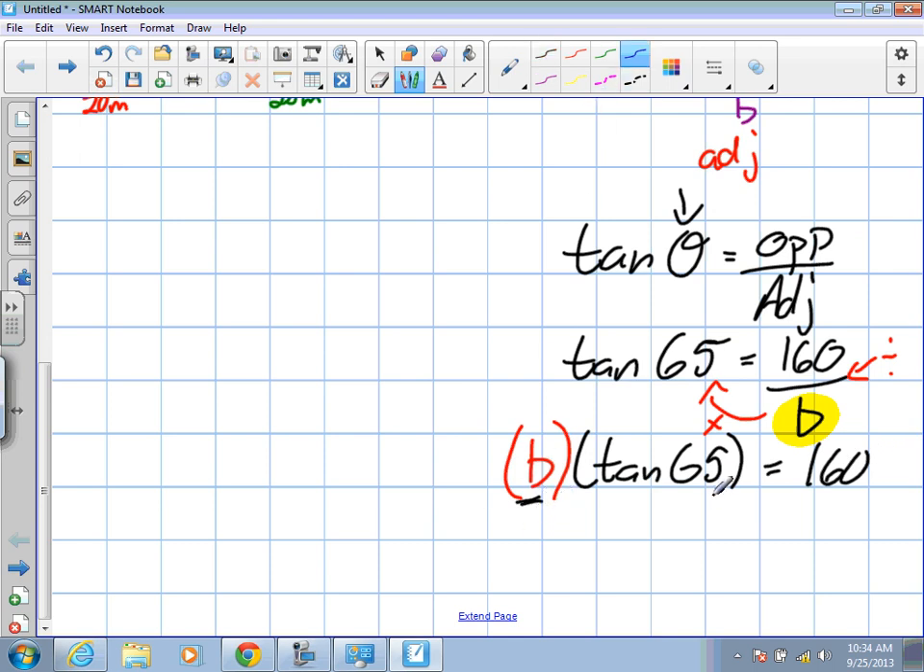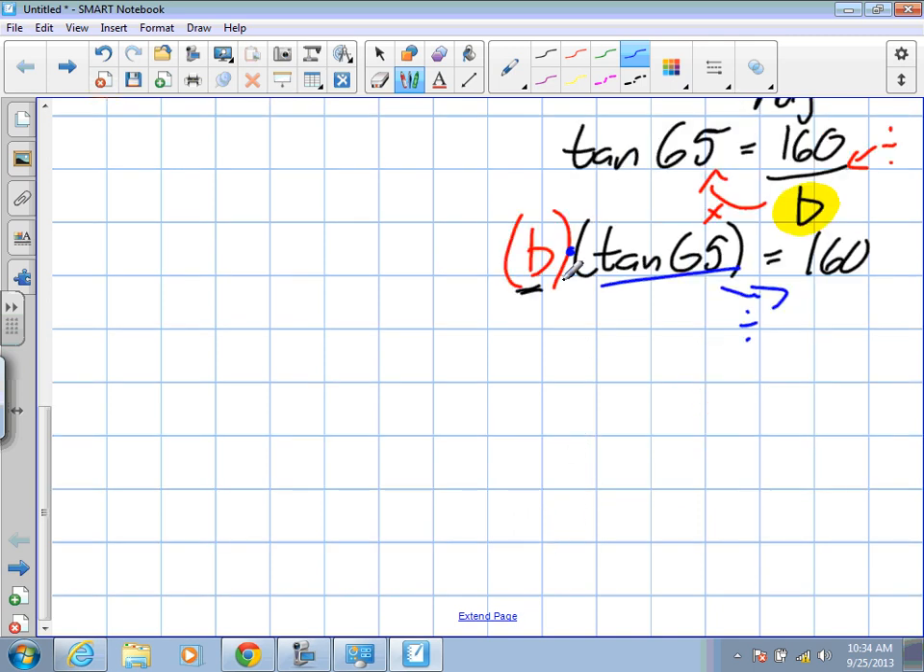Tan 65. How do I move tan 65 to the other side? That's right. To come over, it needs to be divided because it was multiplied by b over here. So we get b is equal to 160 divided by tan 65.